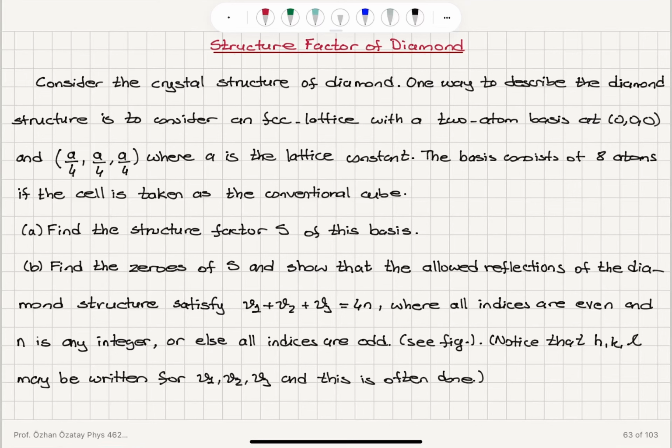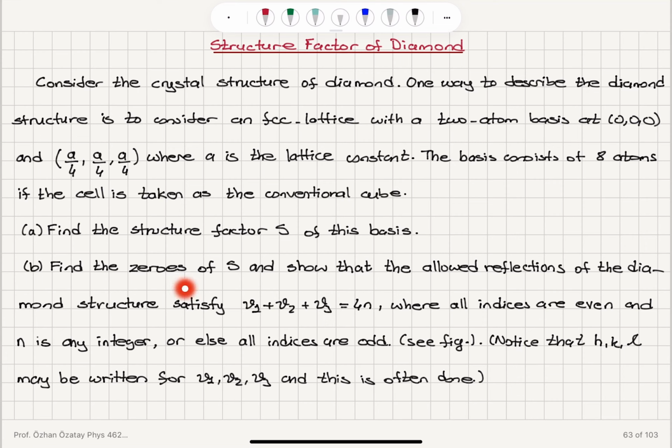Structure factor of diamond. Consider the crystal structure of diamond. One way to describe the diamond structure is to consider an FCC lattice with a 2-atom basis at 0, 0, 0 and a/4, a/4, a/4, where a is the lattice constant. The basis consists of 8 atoms if the cell is taken as the conventional cube.